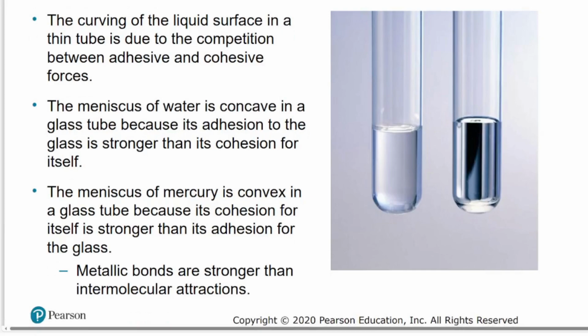Mercury forms a convex meniscus in a glass tube, and that is because it's actually slightly repelled by the glass, and the cohesive forces are stronger than the adhesive forces to the glass.